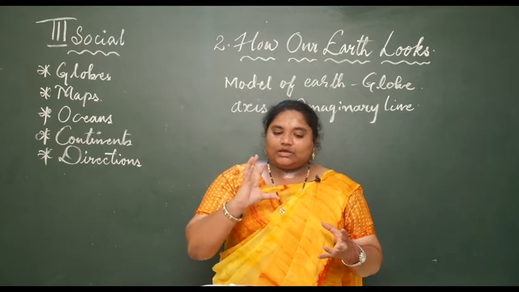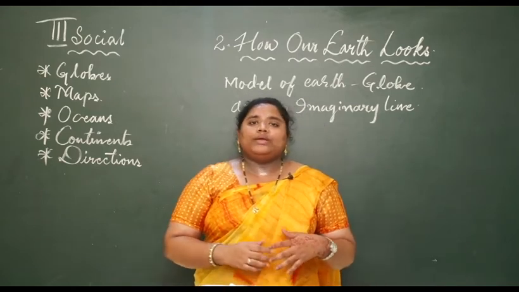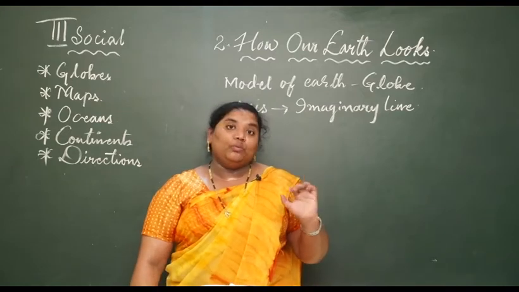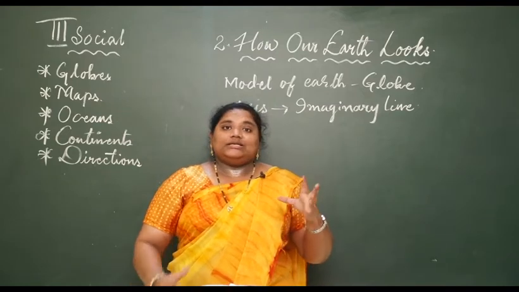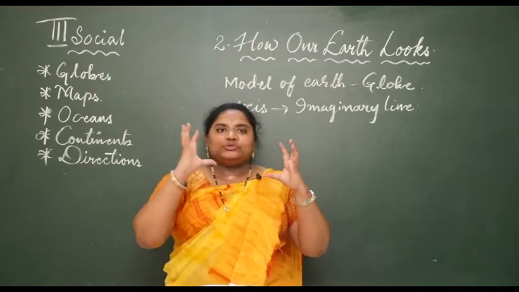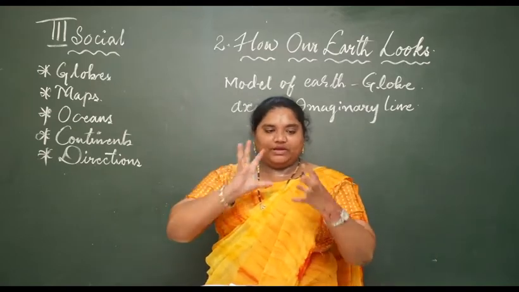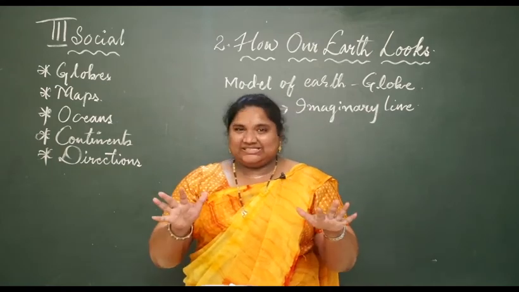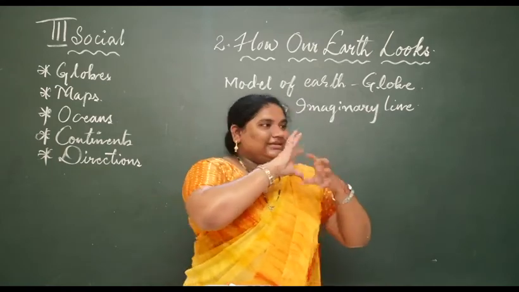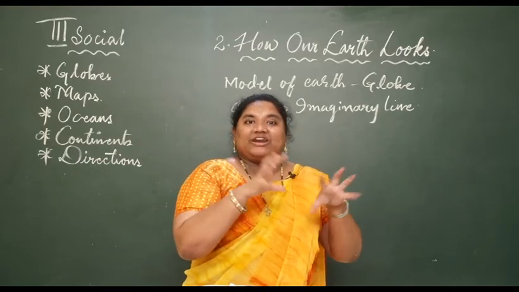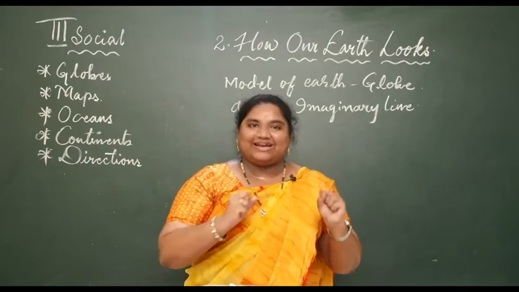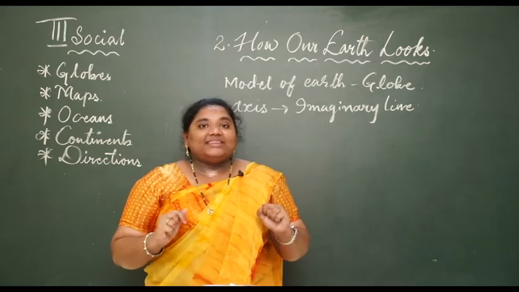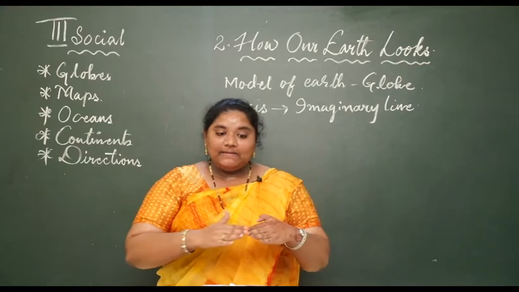It represents a ball. Now we can't show each and every detail on the globe. Why? Because it is shaped like a ball. When you take a piece of paper and roll it into a ball, what happens? It becomes so messy. Am I right? It appears like all the paper goes around and crushes. So we cannot see each and every detail. So what they did, people designed a map.